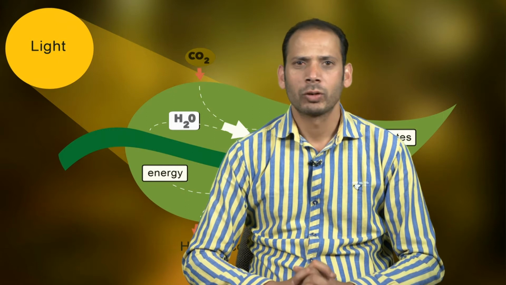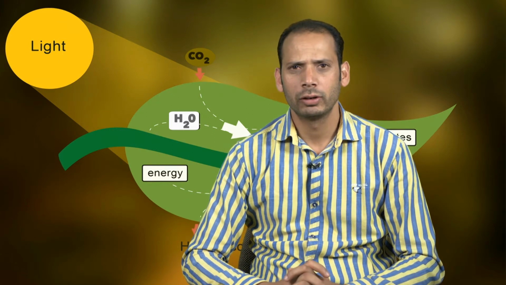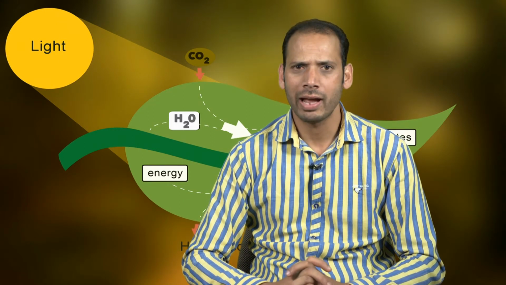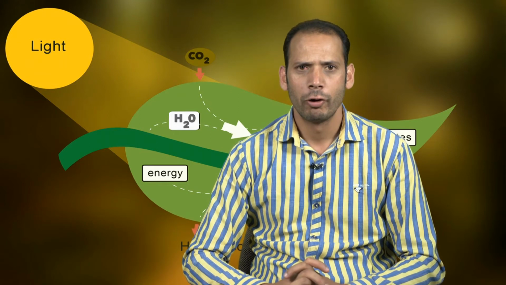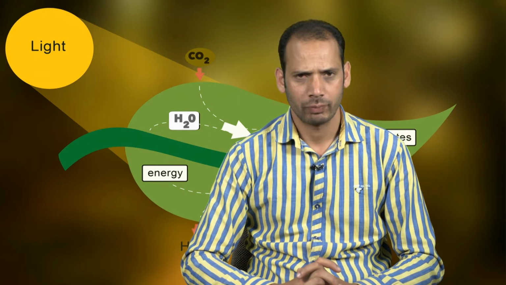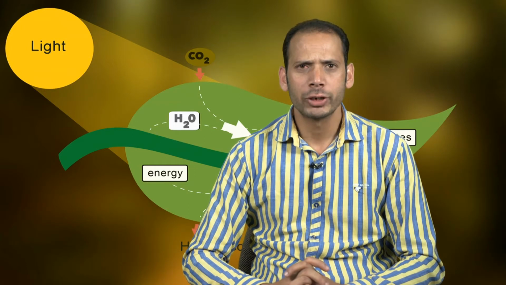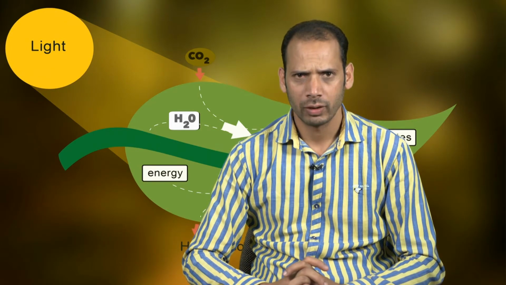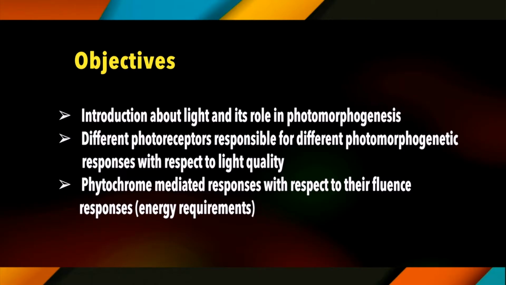Dear friends, today we are going to discuss the topic low energy responses and high irradiance responses of photoreceptors. The following are the main objectives of the present study. Number 1, to present a brief introduction about the light and its role in photomorphogenesis. Number 2, to give a brief account of different photoreceptors responsible for different photomorphogenetic responses with respect to light quality.